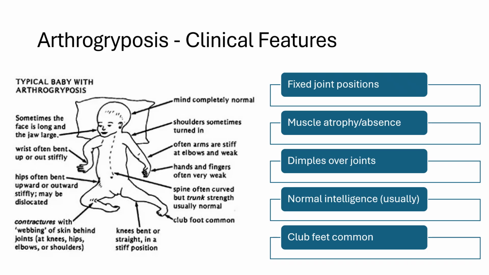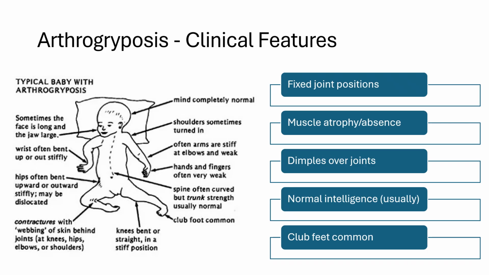The fixed joint positions occur because joints need movement during development to form their normal range of motion. Picture how a door hinge would become if it were never moved during the manufacturing process. It would lock in whatever position it was left in. The same principle applies to developing joints. When fetal movement is restricted, the joints become fixed in whatever position they were in when the movement stopped, creating contractures that can affect any joint in the body.